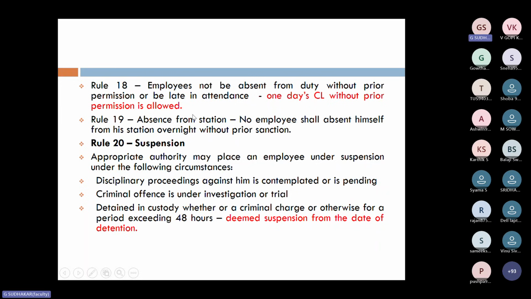19, important. No employee shall absent himself from his station overnight without prior sanction. 18, 19, important. Rule number 20, very, very important. What is suspension?